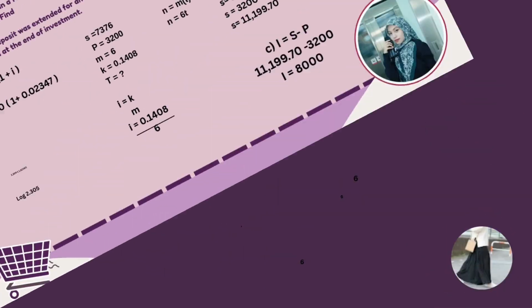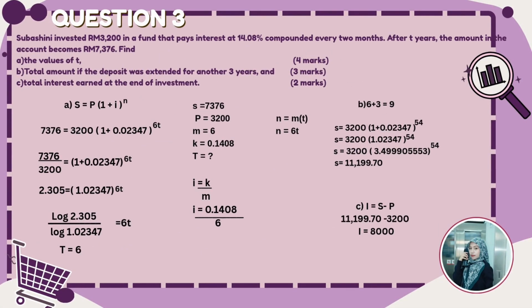Hi, Assalamualaikum. My name is Nur Azwani Binti Zalani and I'll be doing question 3. First, we'll be doing question A to find the value of t. To find how long this took, I use the compound interest formula. First, I calculate the interest per compounding period by dividing the annual rate by 6 because there are 6 two-month periods in a year. Then, I substitute the values into the formula. I divided the final amount by the initial investment and use log to solve for time. After simplifying, the result shows that the investment took 6 years.